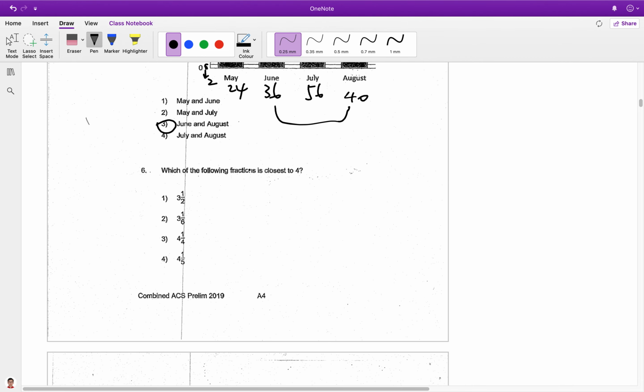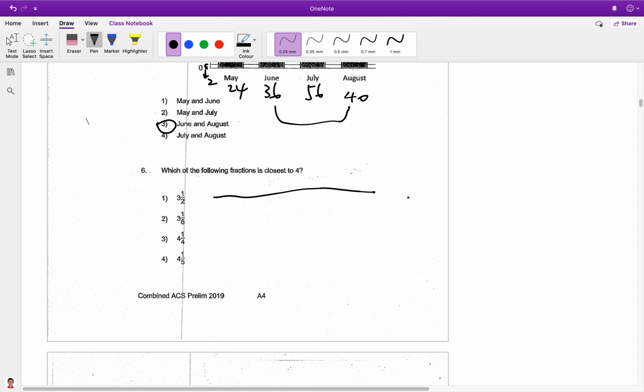Question 6. Which one of the following fractions is closest to 4? Well, this one has different variations, right? Normally we can have 4 numbers. We can, for example, sort them from the smallest to largest, and see which is closer.